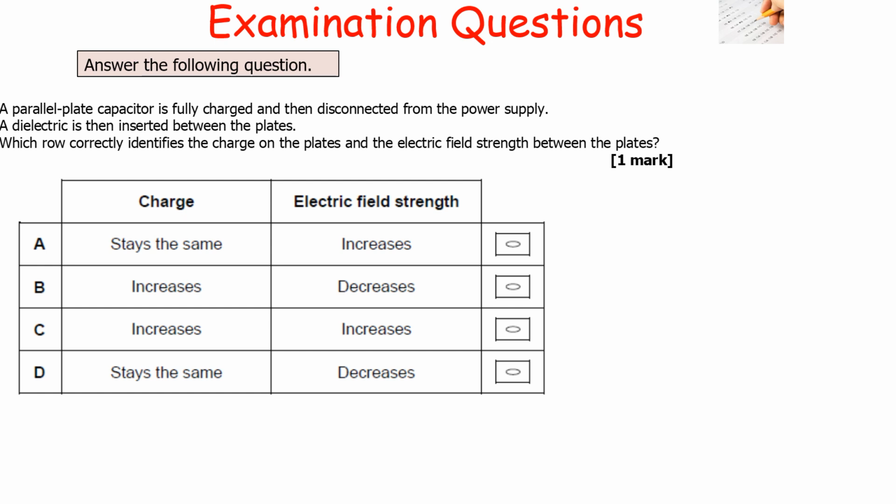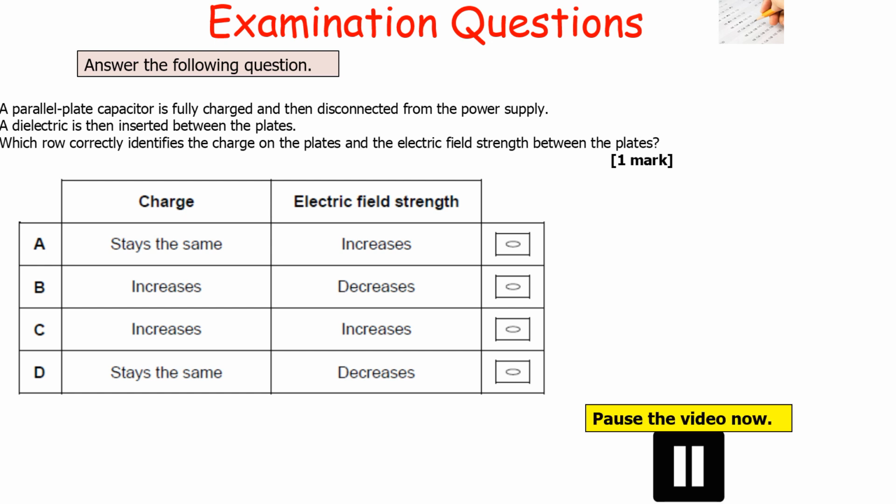The next question says, a parallel plate capacitor is fully charged then disconnected from the power supply. A dielectric is then inserted between the plates. Which row correctly identifies the charge on the plate and the electrical field strength between the plates? So pause the video now, then unpause the video when you want to go through your answer.